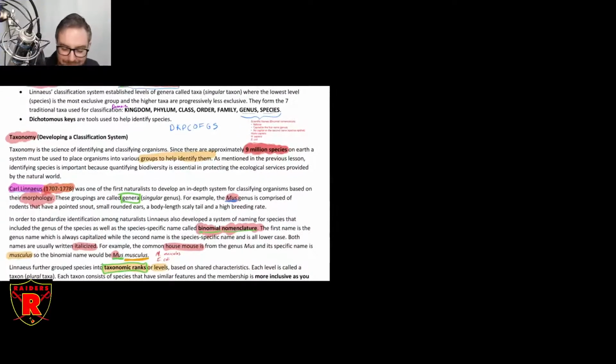The name of that science of organizing living things is called taxonomy. So taxonomy is the science of organizing living things. There's a lot of stuff out there. Probably about 9 million species in total.